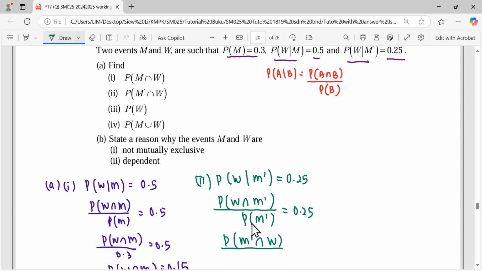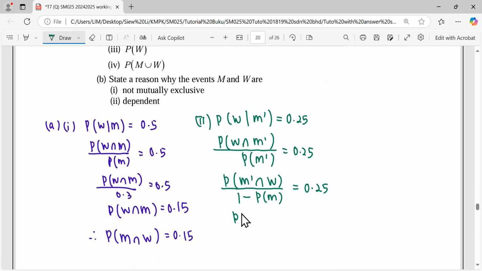To find the probability of not M, the probability of M is 0.3, so the probability of not M is 1 minus the probability of M. From that we can plug in our values and simplify this. We get 0.175.